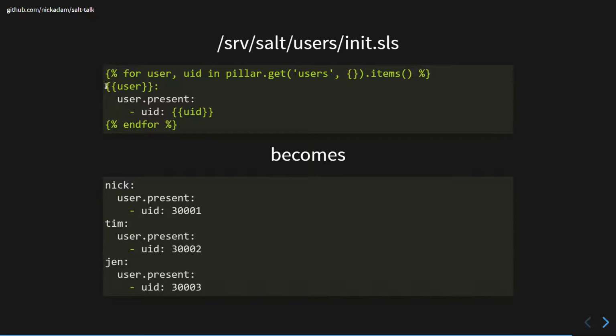Cool. So yeah, we can see that this user variable is being set right here. It's getting it from the pillar. And then that ends up being right here. So here's our three user variables, Nick, Tim, and Jen. And then this is just something we declared explicitly in the template or the state file. And then it expands it out. So we're just going to have the user ID 30,001, 30,002, 30,003.